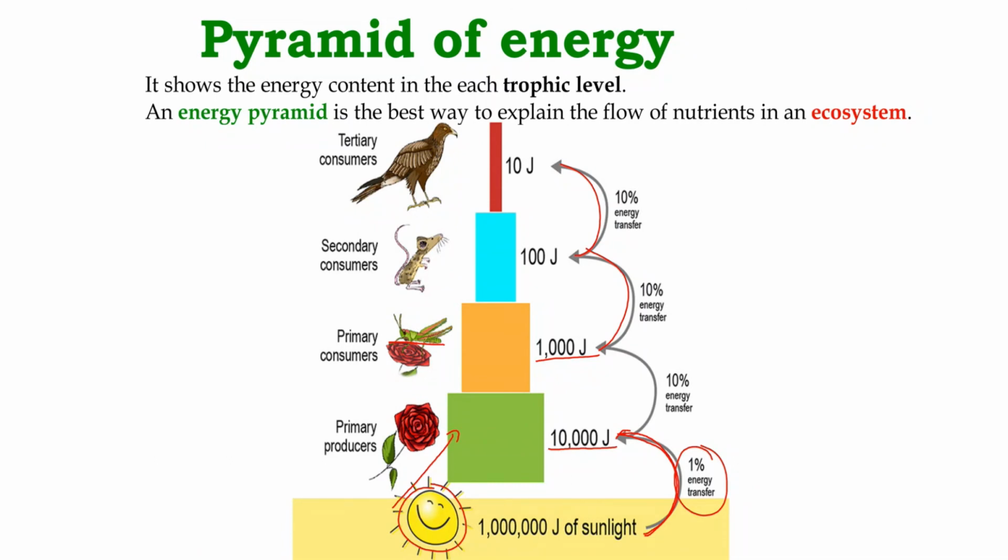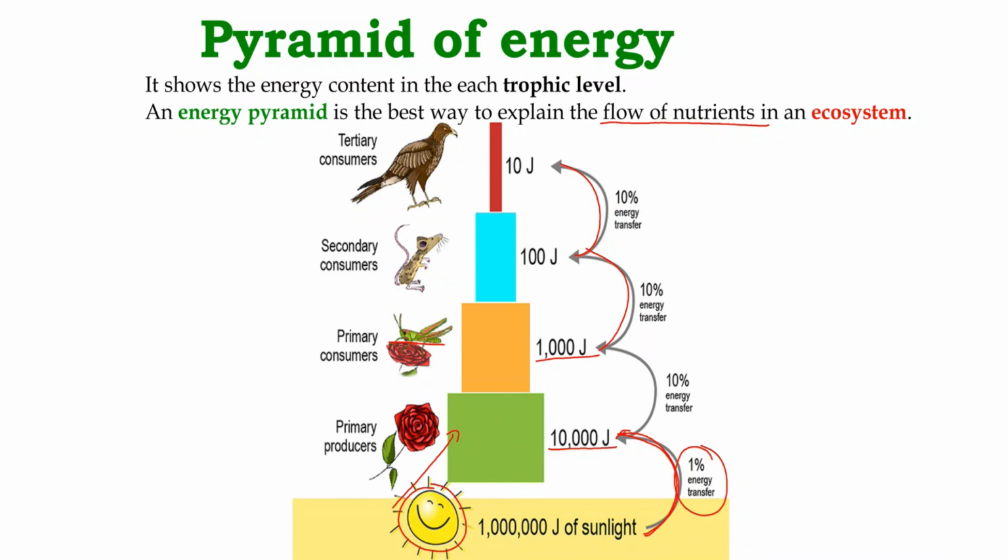The energy pyramid is the best way to explain the flow of nutrients in an ecosystem, because it tells us how much energy is used and how much is transferred to the next level. Not about numbers or the biomass, but about what? About the amount of energy which is transferred between trophic levels. So the pyramid of energy shows the energy transfer through trophic levels in an ecosystem.